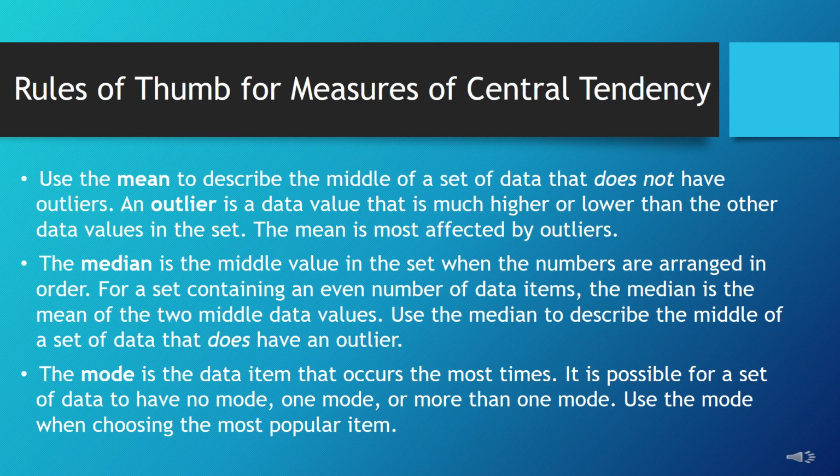The mode is the data item that occurs the most times. It is possible for a set of data to have no mode, one mode, or more than one mode. Use the mode when choosing the most popular item.